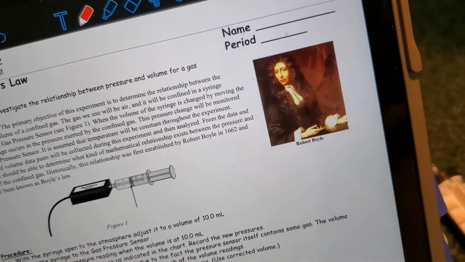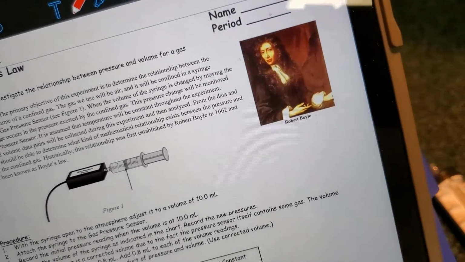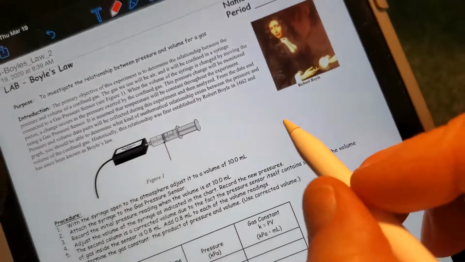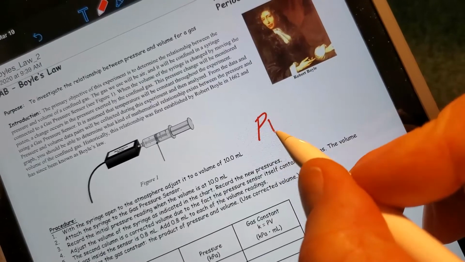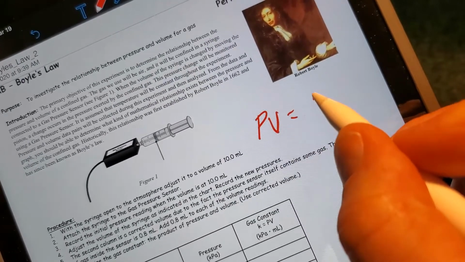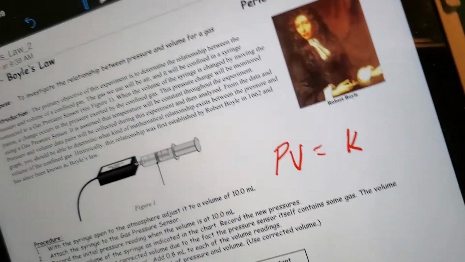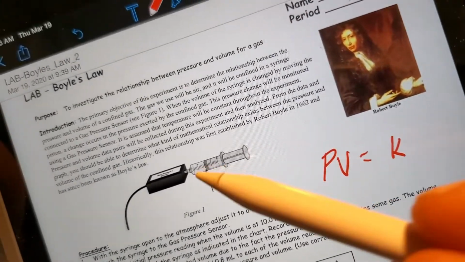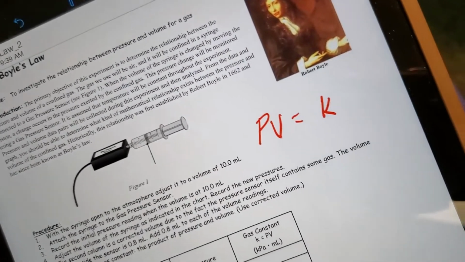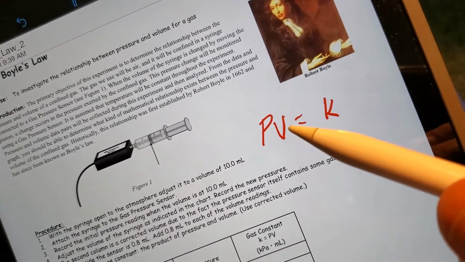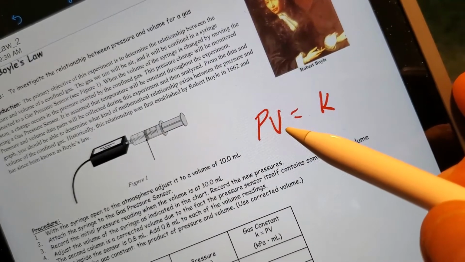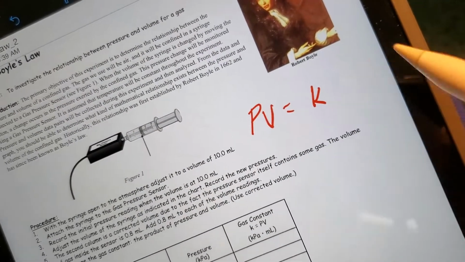Today we are investigating Boyle's Law, named after Robert Boyle. Now Boyle's Law mathematically is P times V equals some constant K. What Boyle discovered is that if you put a gas in a container, like this syringe here, and you change its volume, you will change its pressure as well. But the product of the pressure and the volume will always remain a constant.